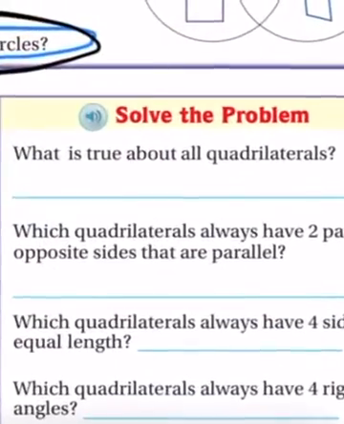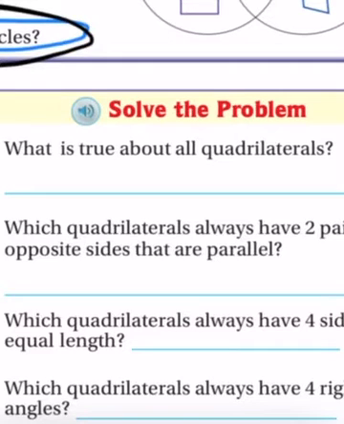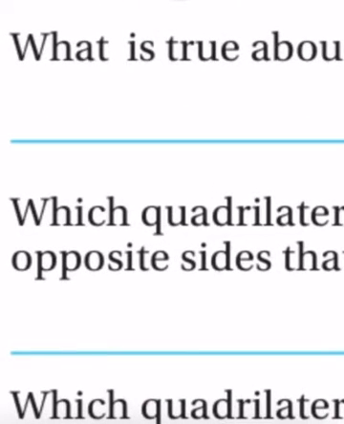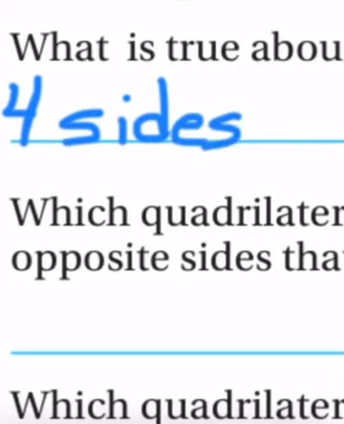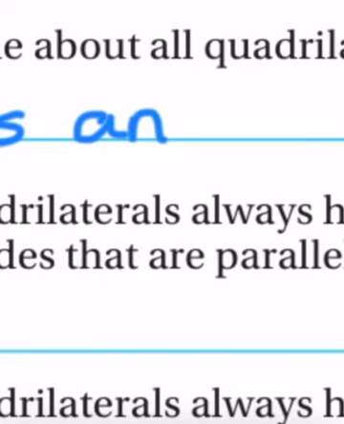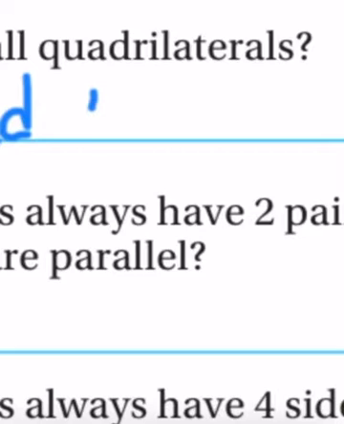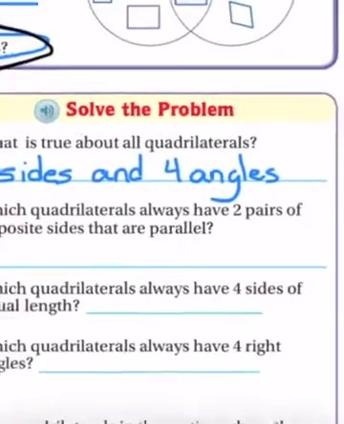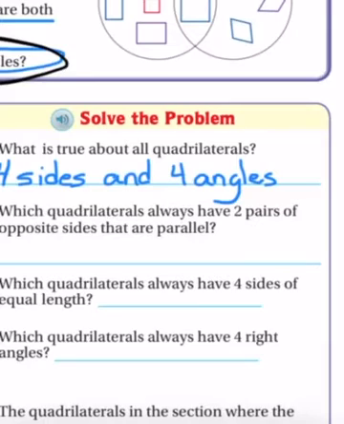Okay. So, solving the problem, what is true about all quadrilaterals? All quadrilaterals, if we can describe them by their sides and their angles, all quadrilaterals have four sides, and since they have four sides, they all have four angles. So that's a quadrilateral, four sides, four angles. Okay. Next question, which quadrilaterals always have two pairs of opposite sides that are parallel?